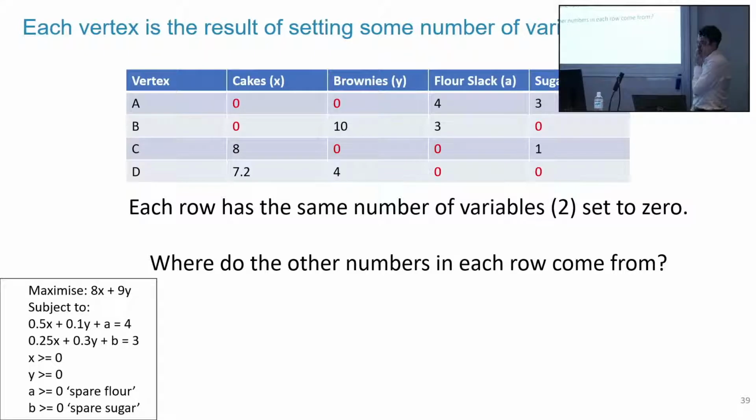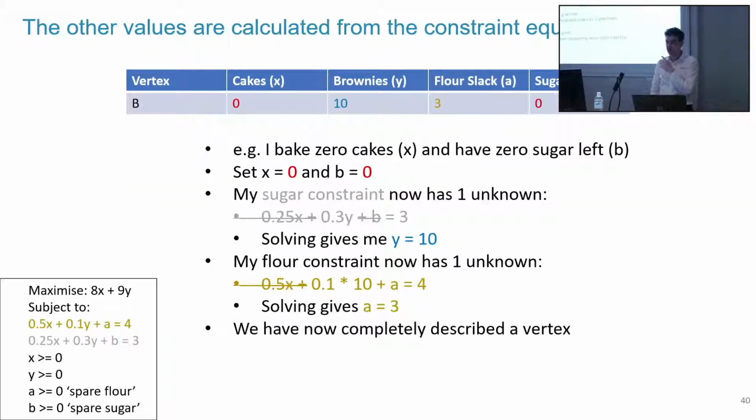And the other numbers in each row just come from solving our constraint equations. So when we have 2 zeros, we sub them into those equations, and we calculate the other 2 that are left over. So that's an example there. If I have cake 0 and 0 leftover sugar, I can substitute into the equations and get y and my spare flour. So I'm not in trouble by setting some variables to 0.